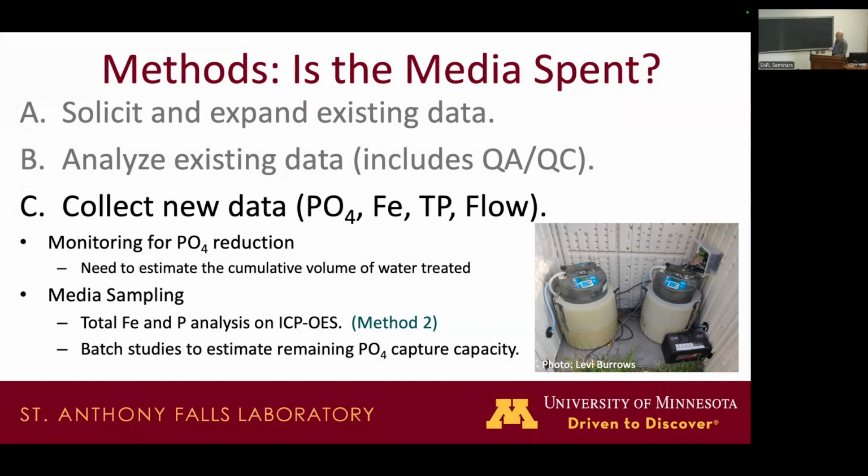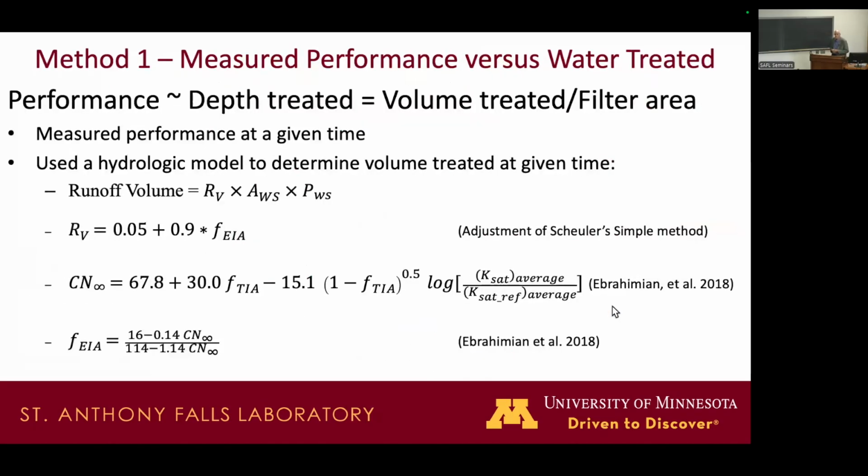We also did media sampling. We took 5 samples at each iron-enhanced sand filter on the top, and 5 samples in the middle of the media, and determined total iron and phosphorus on an ICP-OES, and we also did some batch studies to estimate the remaining capture capacity for phosphate. So that's item C. So those would be called method 1, method 2, and method 3.